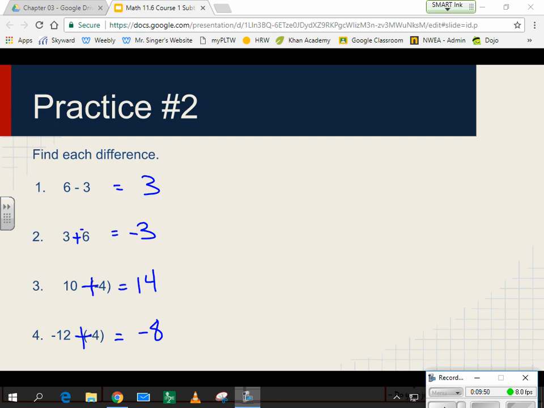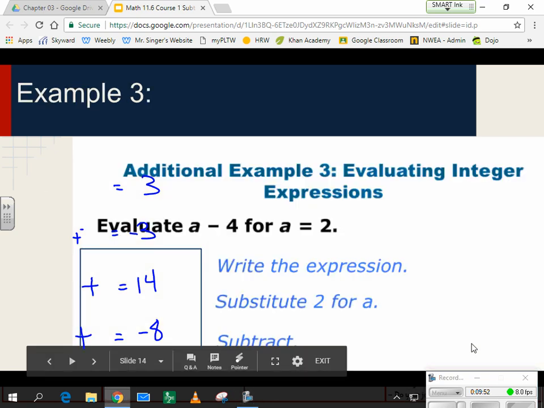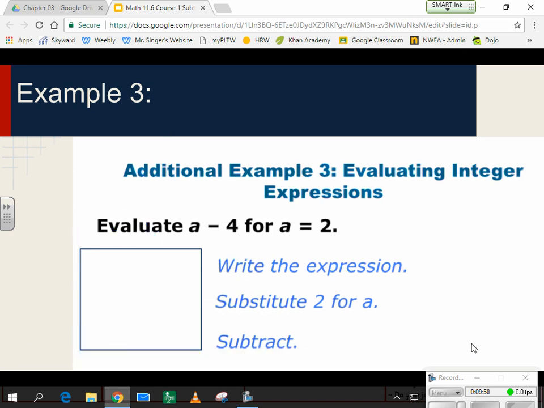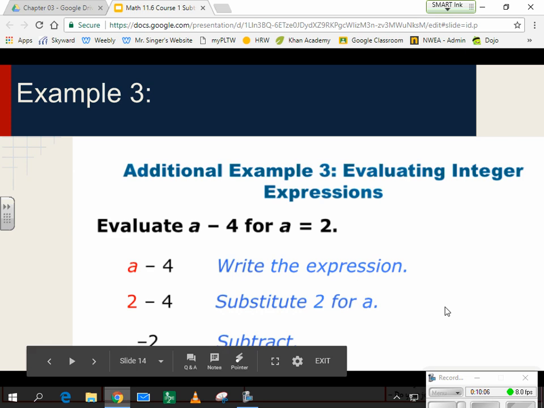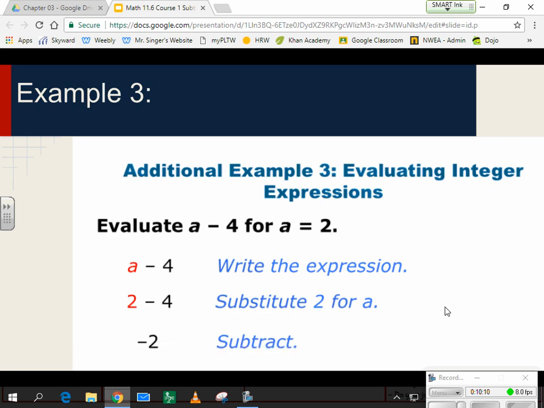All right, let's get into example 3. Here we're going to be looking at expressions. And we've been dealing with these before. These are our plug and chug problems. So we have a minus 4, where a is going to equal 2. So all you have to do is plug and chug. So we replace a with 2, and now we're going to deal with 2 minus 4.